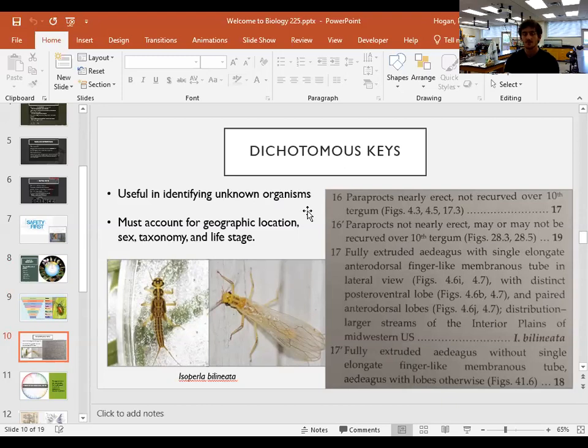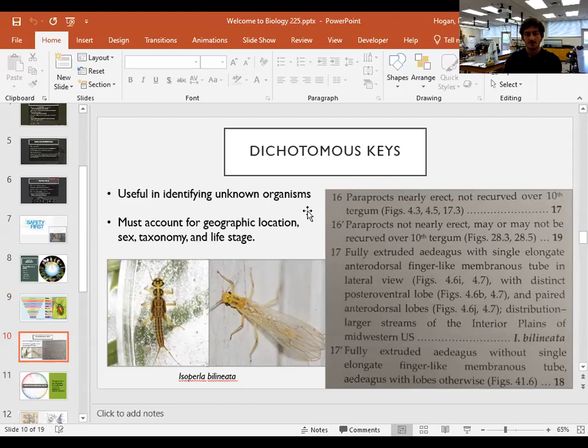The other thing you have to account for when using a dichotomous key is the life stage of the organism. If you're using a key for, I mentioned dragonflies, if you're using a key for dragonflies, the larvae look nothing like the adults. So you have to use a life stage specific key, meaning the distinguishing characteristics are not found in larvae, they're only found in adults. So if you use a key for the adults, you won't get very far.